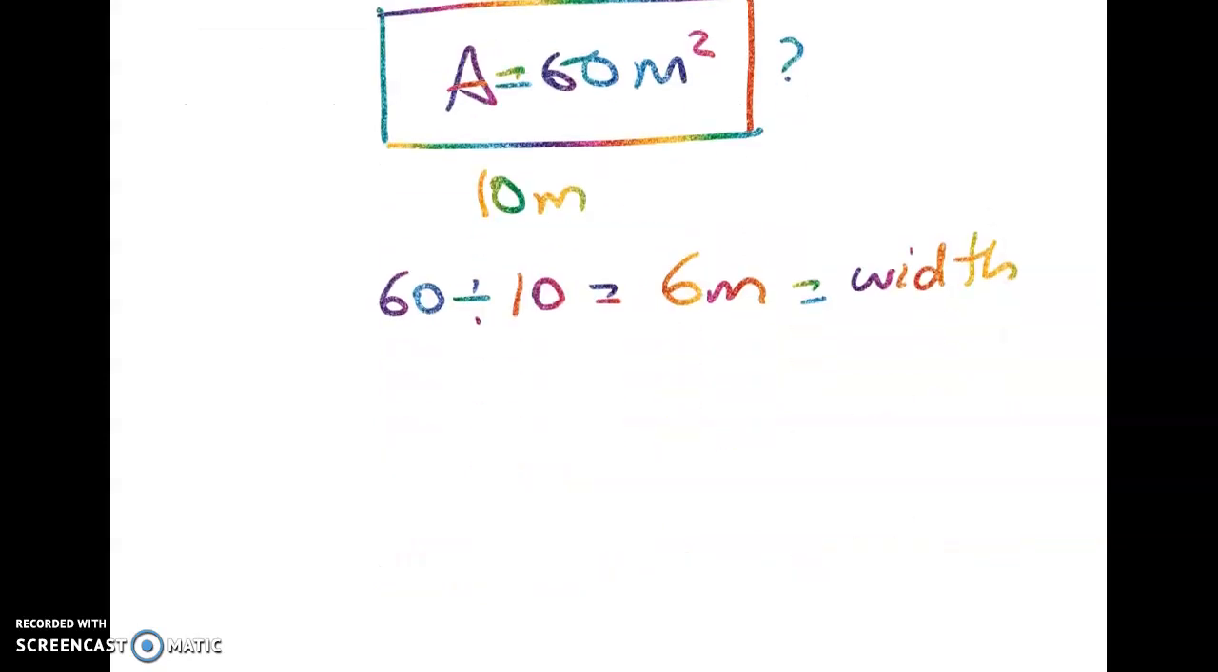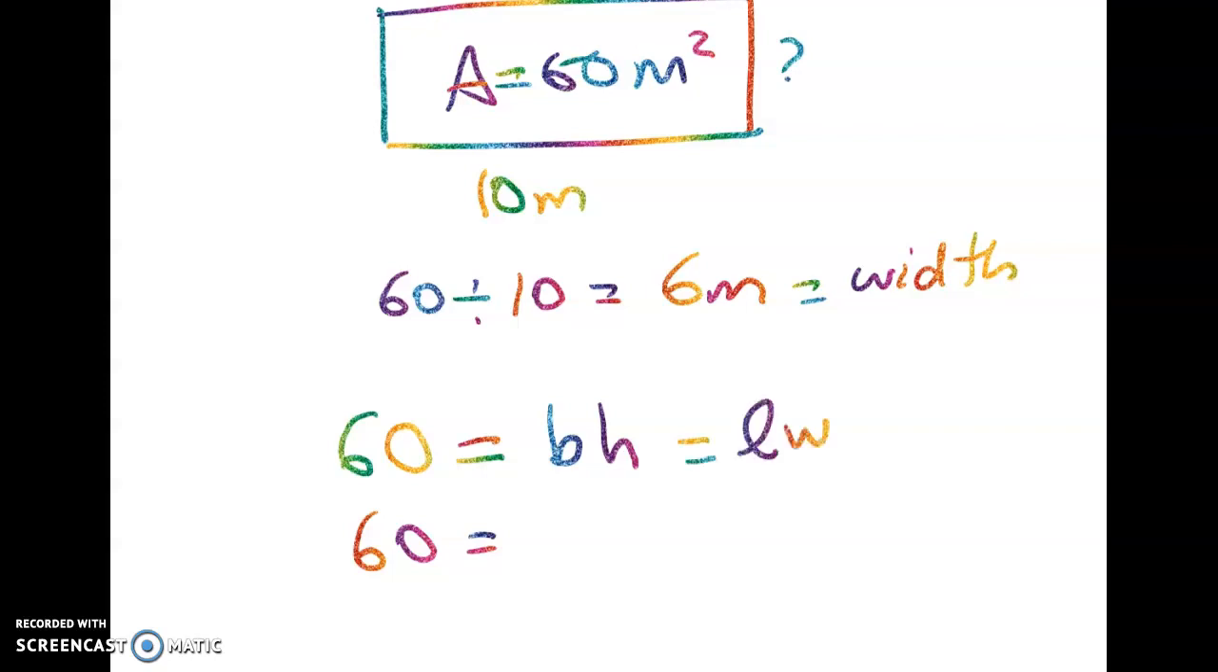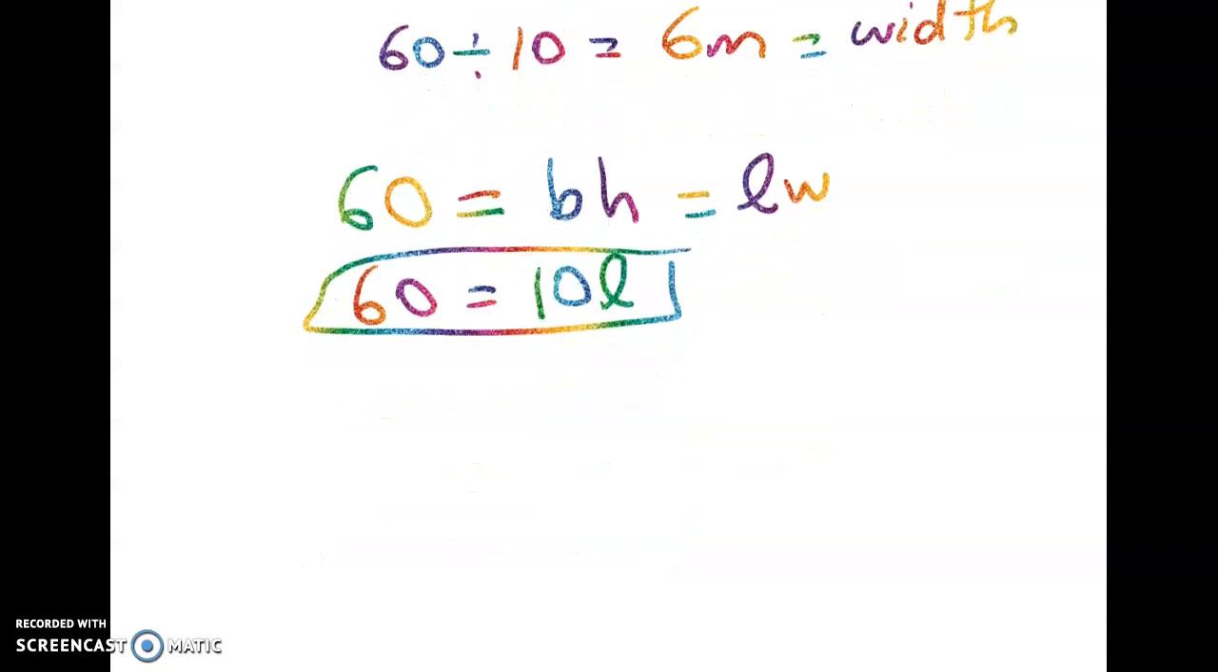Right, so if you look at what I'm doing there with a tiny bit of algebra, because I can't help it, 60 is my area, and 60 is equal to base times height. So 60 is equal to, or we could say length times width, 60 is equal to 10L, and this is my equation. I'm going to divide both sides by 10. So again, we get L is equal to 60 divided by 10, which is 6.